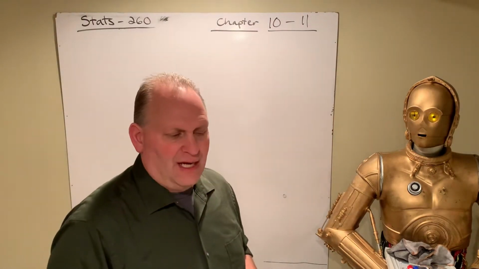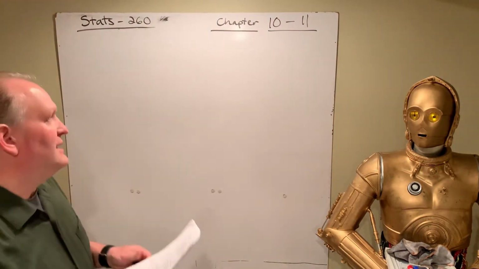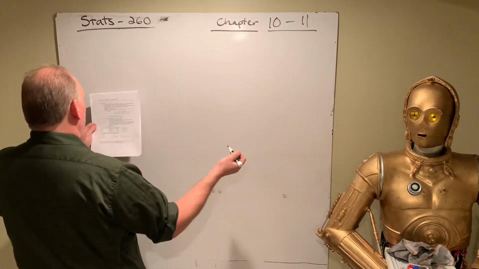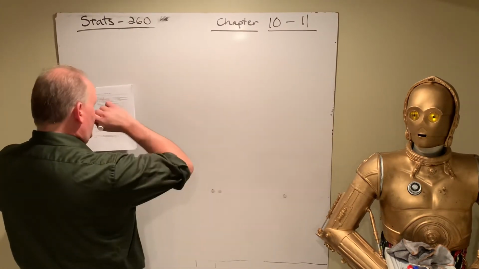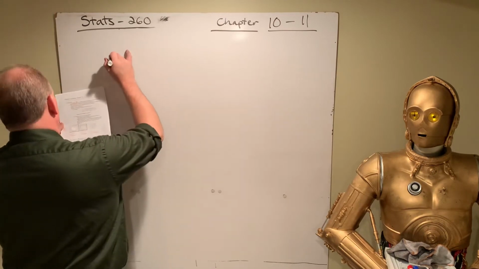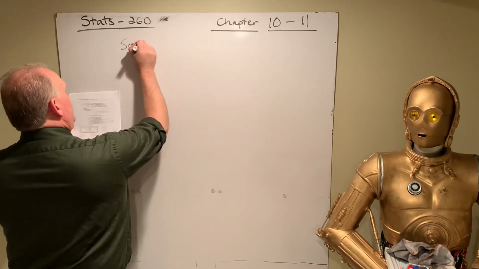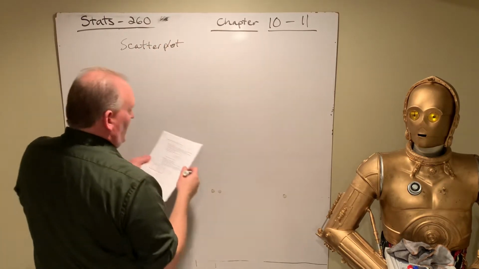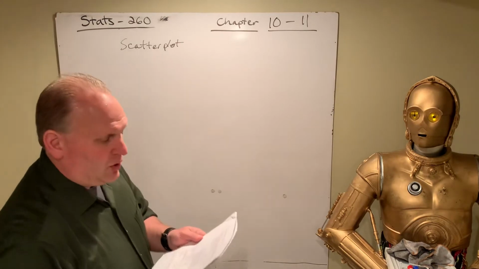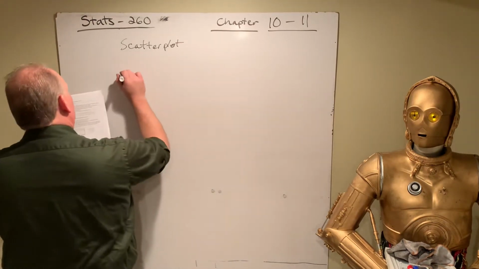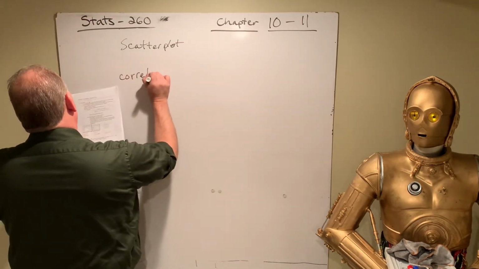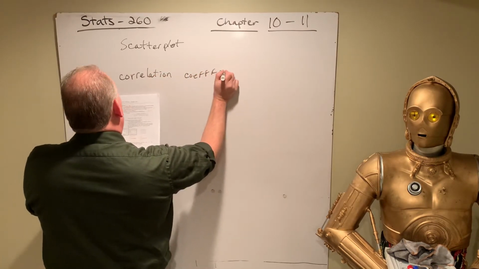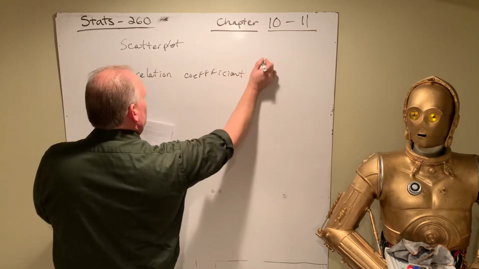So scatter plots, you probably already know about scatter plots. Scatter plots are when you graph ordered pairs. You collect data, you graph ordered pairs, put it on an XY chart, and that's called a scatter plot. That's the first blank, a graph of ordered pairs. The correlation coefficient is referred to as R.